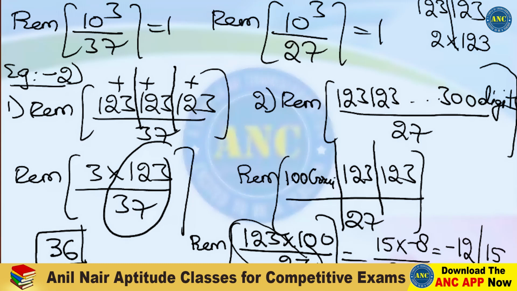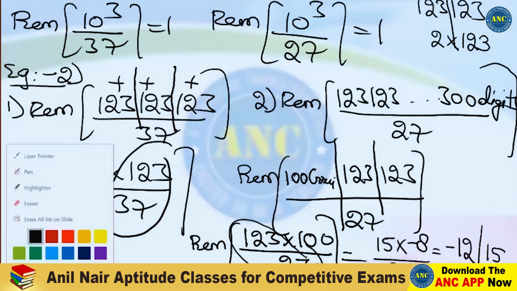Concept, conclusion and example. That is how I am going to take. Only 2 concepts I discussed majorly. Divisibility rule for 7, 11, 13. Divisibility rule for 37, 27. These 2 I discussed. Next one. Concept 3. Major concepts.